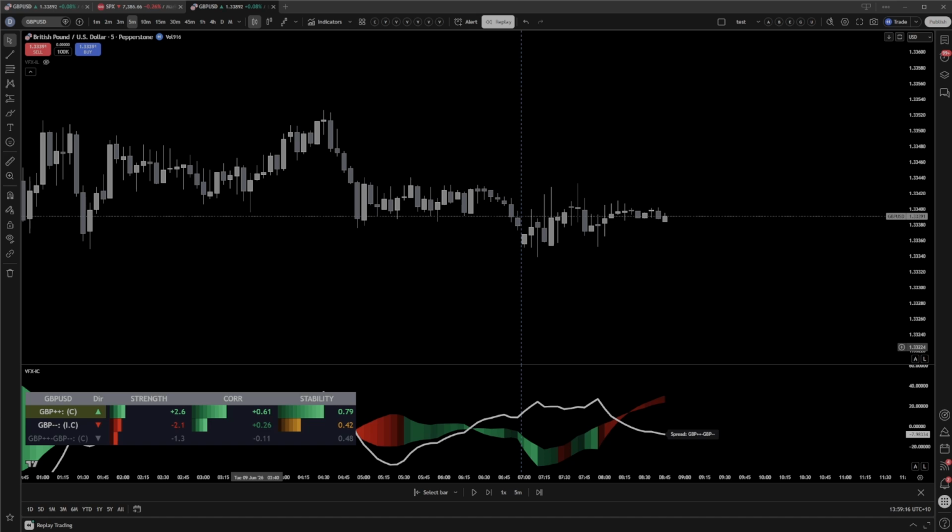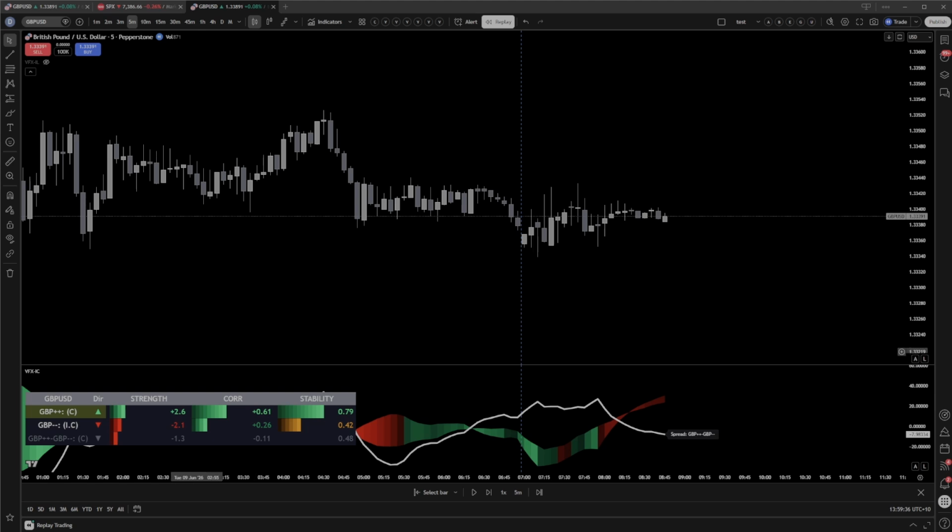So using the TradingView replay facility, let's have a look at how this works in practice, and you'll get a pretty good idea as to being able to identify when trade setups do appear.